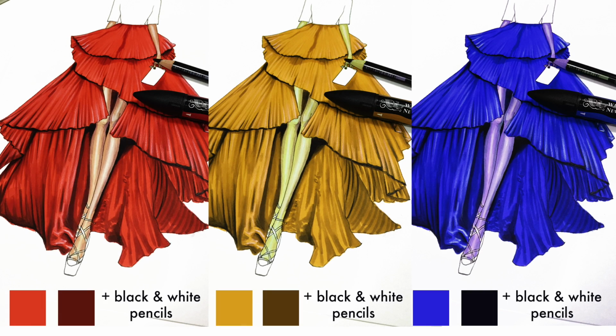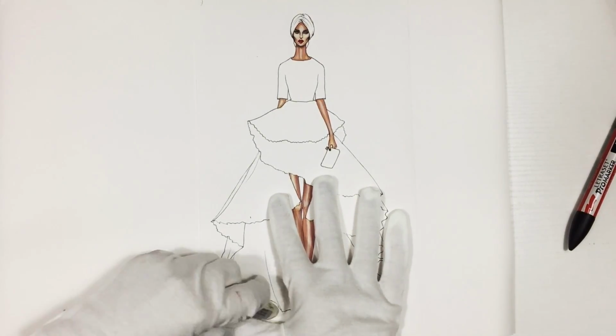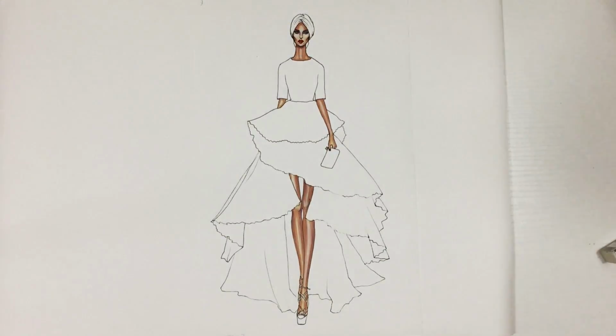I'm going to use red and as a darker tone burgundy, and then I'm going to work with black and white pencils. You can draw pleats of any color. You just need to pick a base color, pick a darker tone, and then use black and white pencils, or maybe brown and white pencils depending on which color you pick.